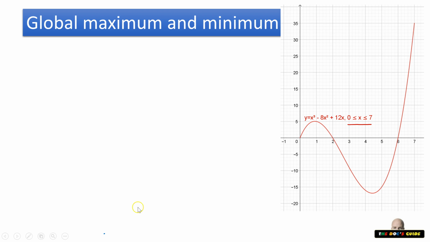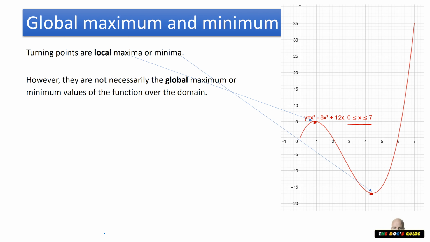What we notice is that we've got turning points, but they are local maxima or minima, because the maximum just here is not the biggest y value on the graph. The minimum here is the lowest y value, but it's referred to as a local minimum, and they may also be the global maxima or minima.